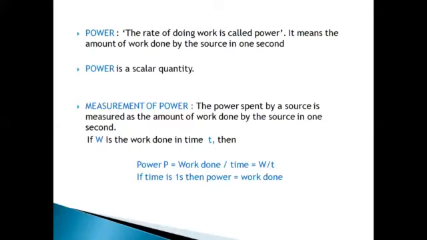See here. According to the definition, the rate of doing work is called power. So whichever machine is doing more work in 1 second, in the same time, is said to have more power. For example, if there are two machines and they are doing work in 5 seconds, whichever machine is doing more work, that machine is more powerful.